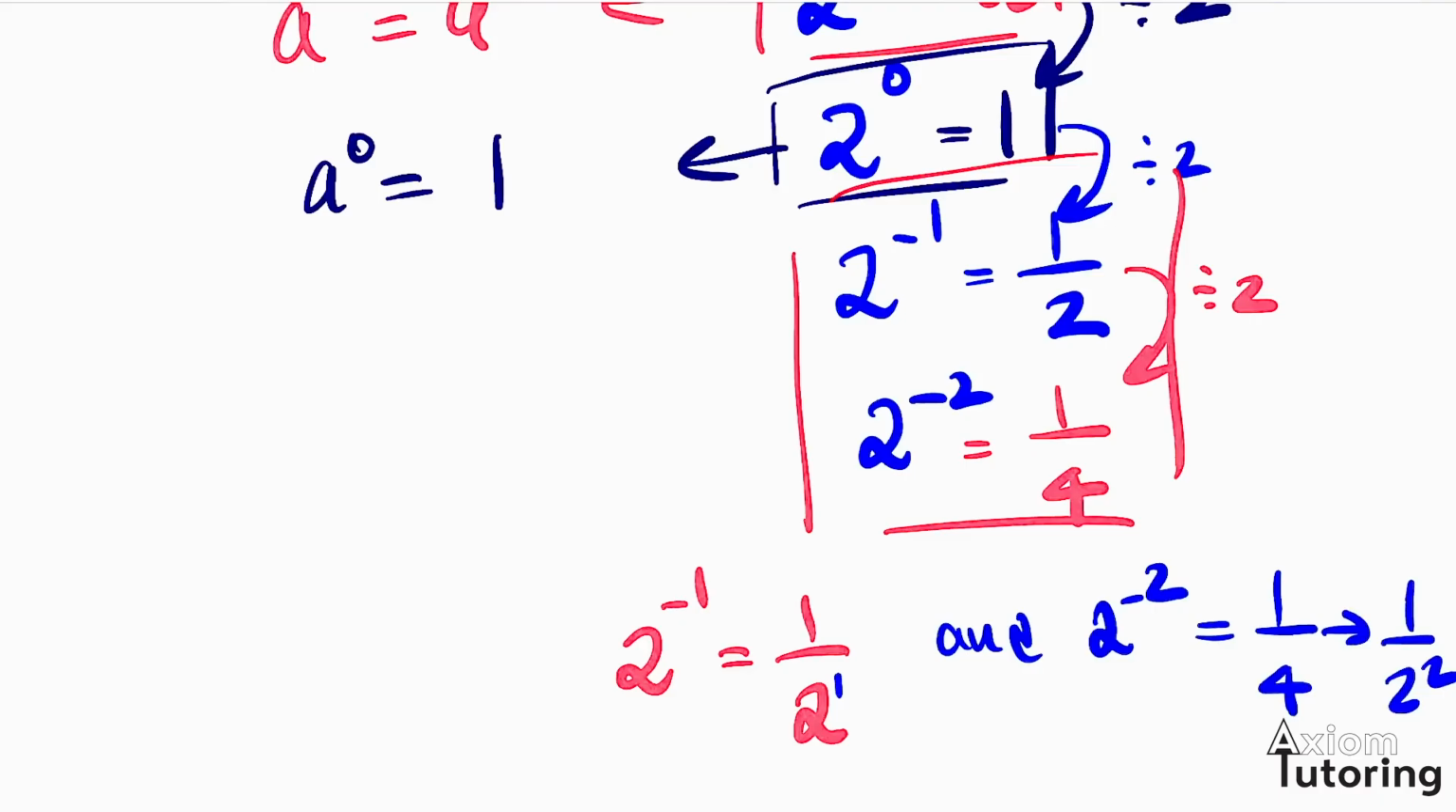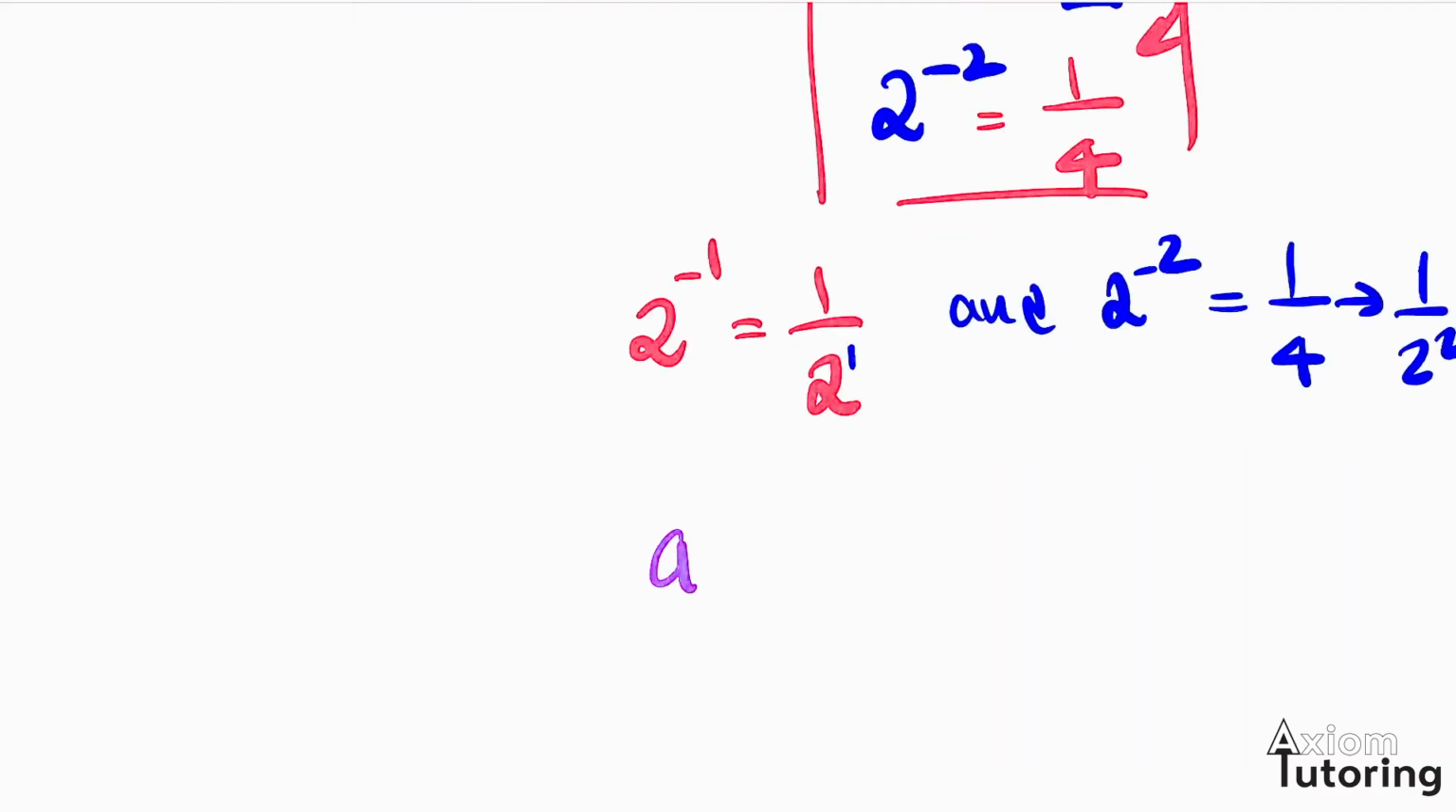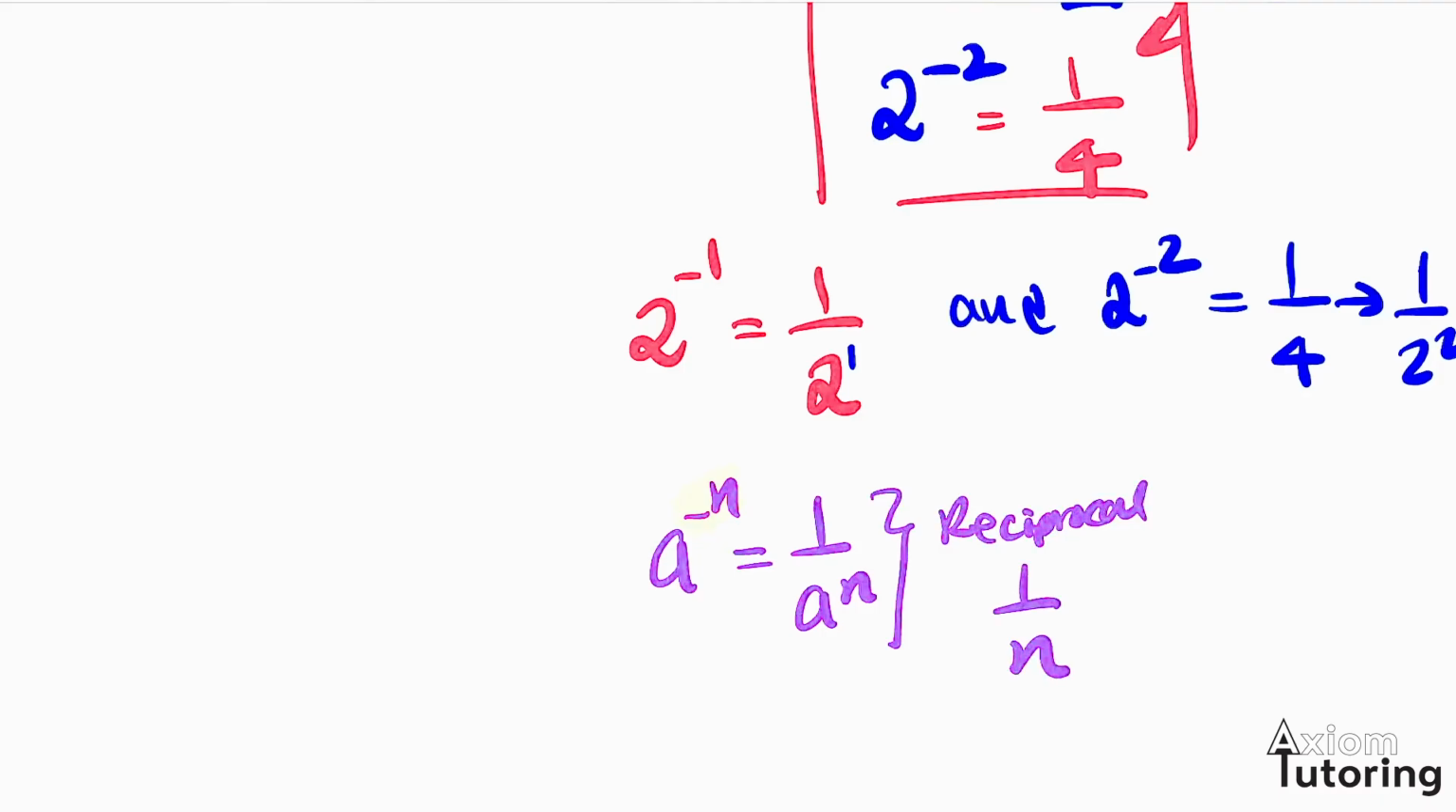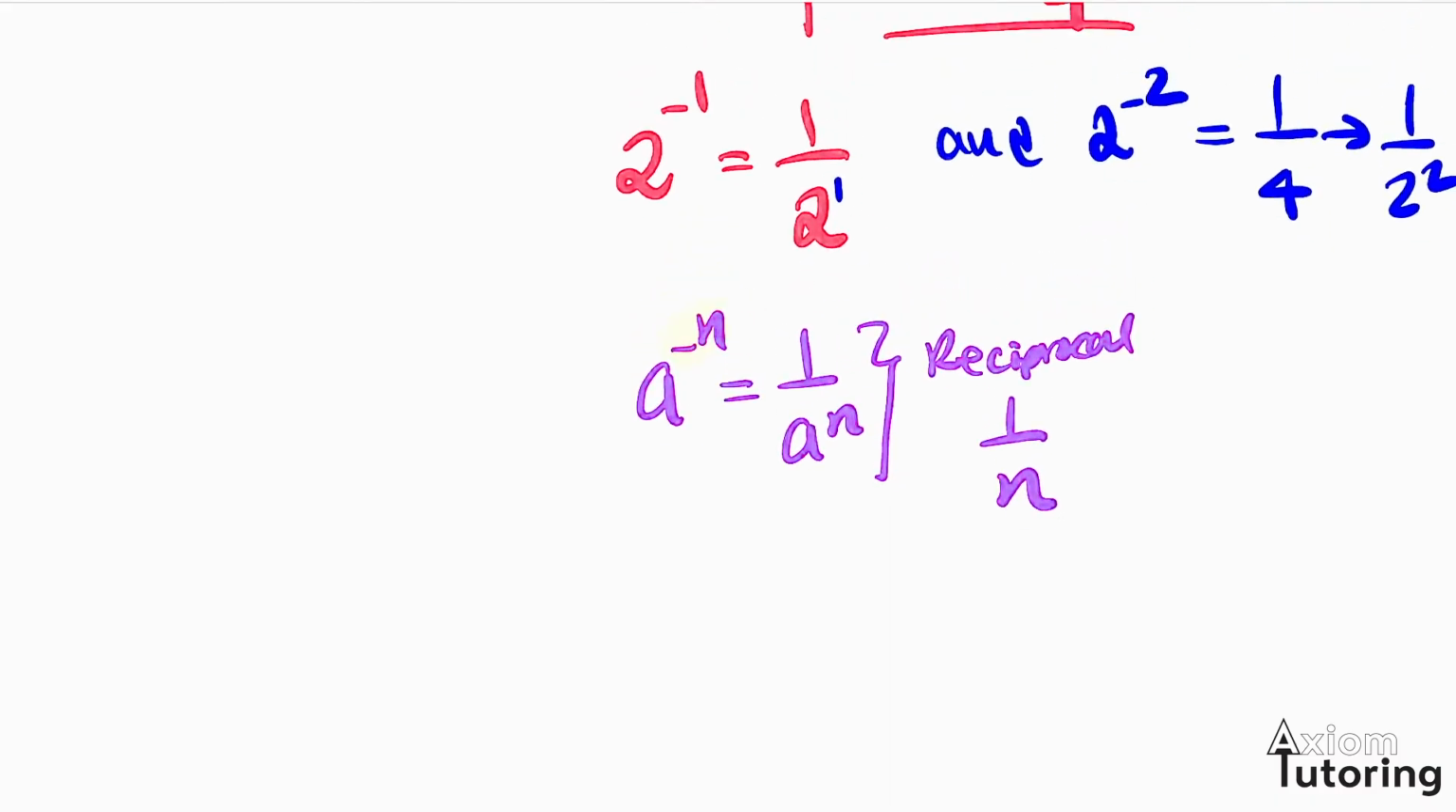Do you notice the pattern? A to the minus n is 1 over a to the positive n. When we have a negative exponent, we take what we call the reciprocal of the number. That's 1 over the number. And the power becomes positive. So 2 to the negative 2 is 1 over 2 to the positive 2. And that's 1 over 4.